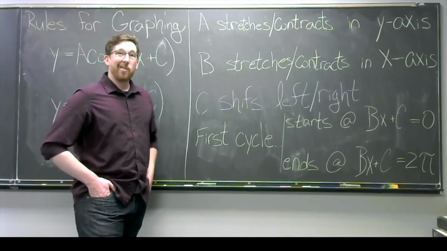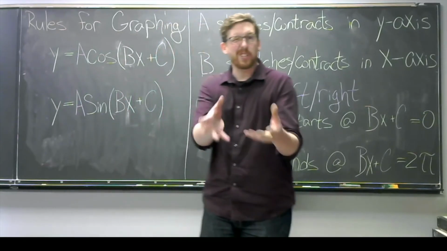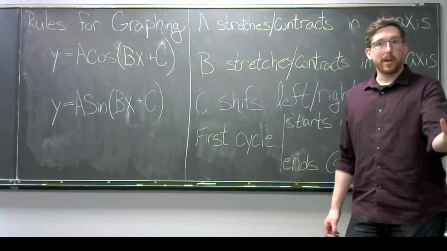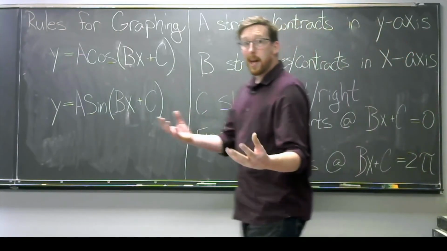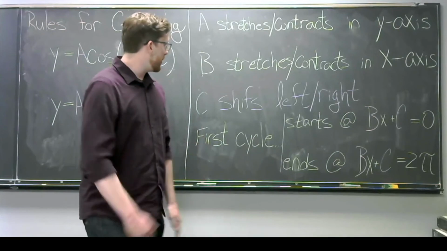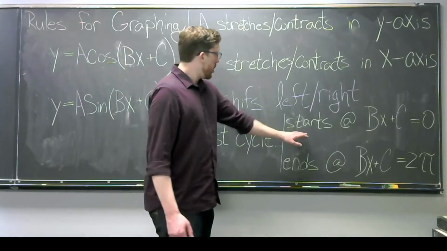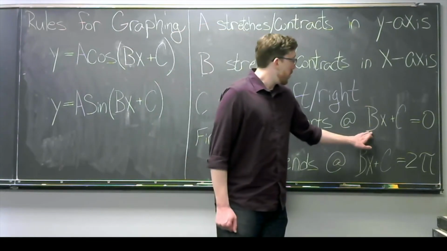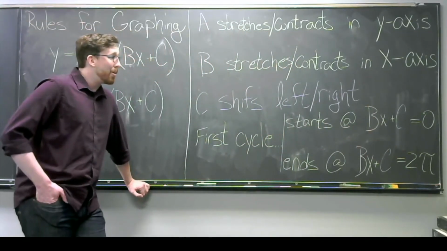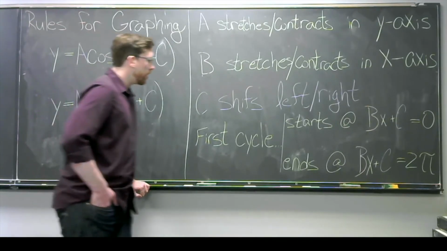Having said that, it would be nice to know when your function starts and ends that first cycle, right? Like we know cosine at 0 is 1, and we know cosine at 2 pi is 1. So it would be nice to know when that first cycle begins and ends based on what B and C are. Well, the first cycle will start whenever bx plus c is equal to 0, and it will end whenever bx plus c is equal to 2 pi.